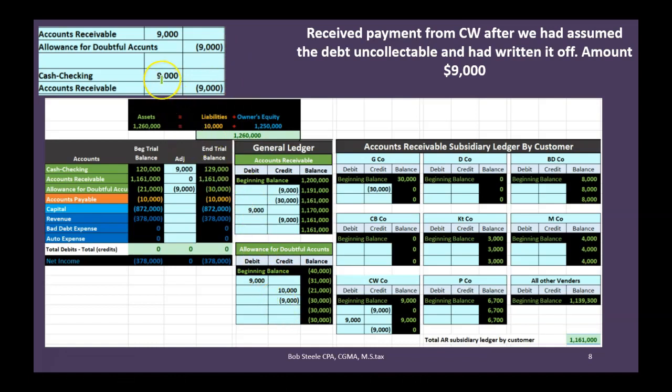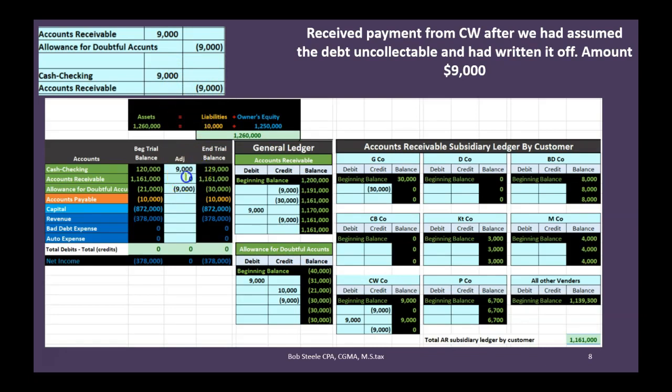And now we can then debit the cash like we normally would when we get money from a client and credit the receivable, reducing the receivable. So it would look like this. The receivable is going to go up by the $9,000, and then the allowance is going to be credited by the $9,000. And then we're going to debit the checking account by the $9,000 and credit the receivable by the $9,000.